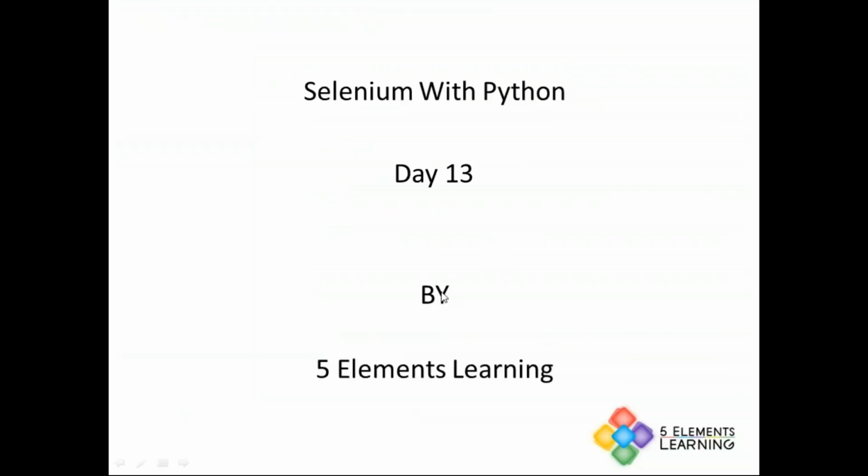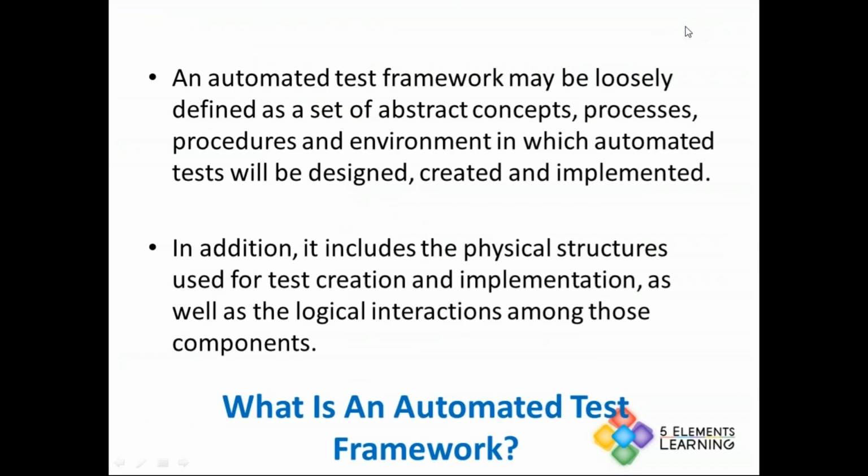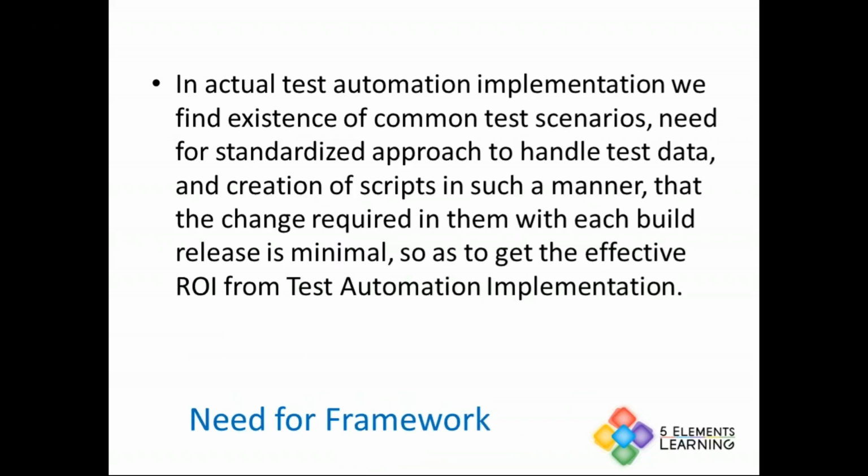Okay. So now let us have a look at what we mean by a framework and what are the different types of frameworks available and some of the commercial frameworks which are available out there. So an automated test framework may be loosely defined as a set of abstract concepts, processes, procedures and environment in which automated tests are going to be designed, created and implemented. In addition, it includes physical structures which are used for test creation and implementation. So not only does it contain physical structures like you have created scripts to handle page objects, to handle data handling, you also have to ensure the logical interactions among them.